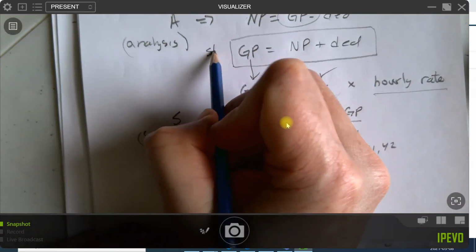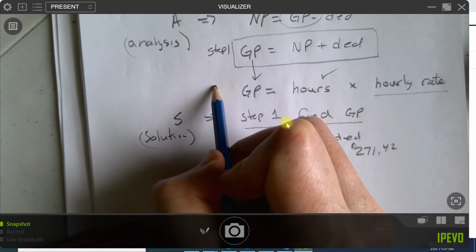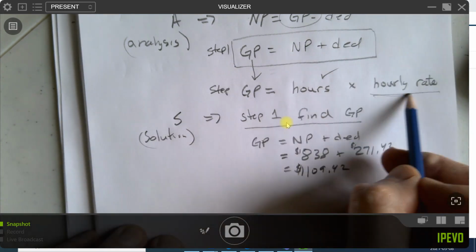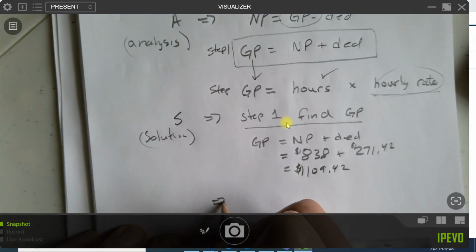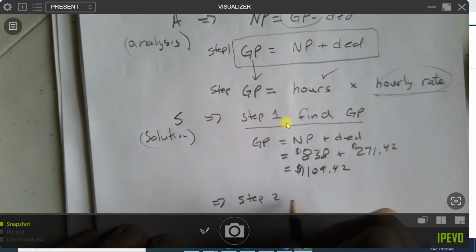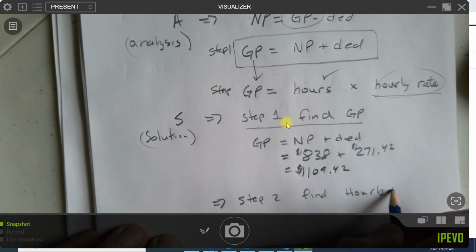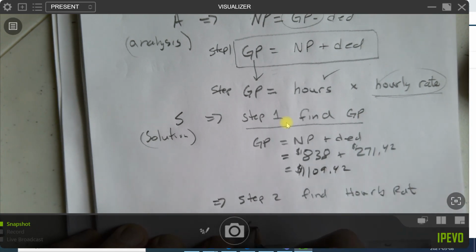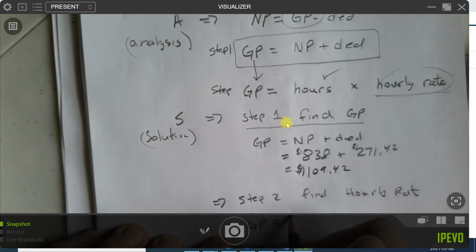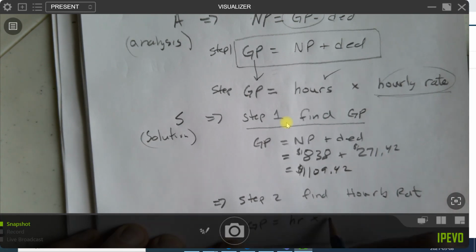So we've done this one, right? That was step 1. And then step 2 is we have to find the hourly rate. So step 2, find hourly rate. Well, we know that our gross pay is equal to the hours times the rate of pay.